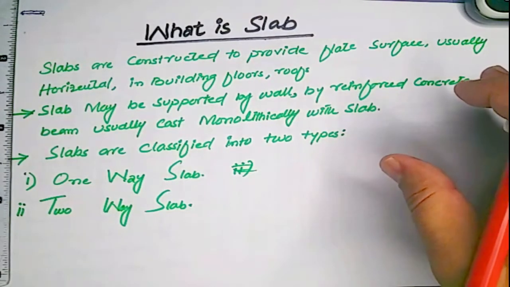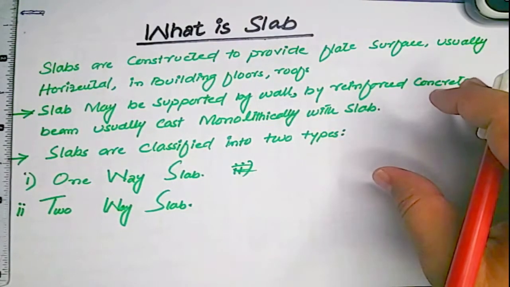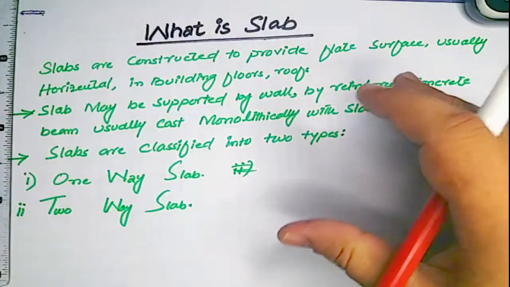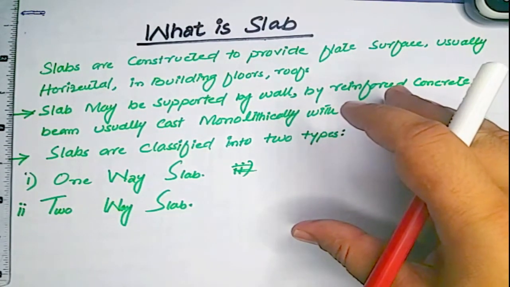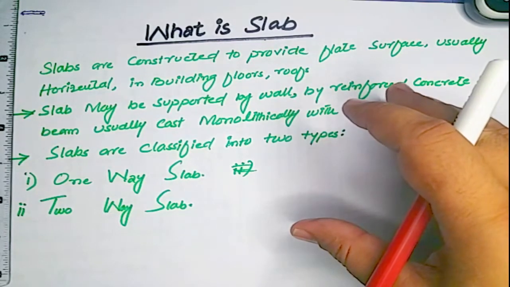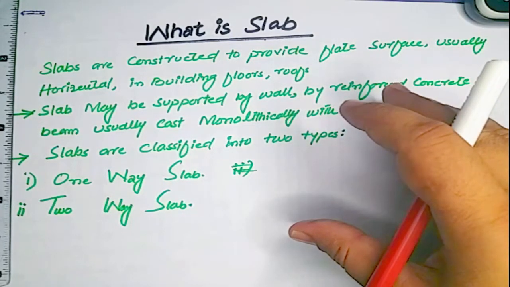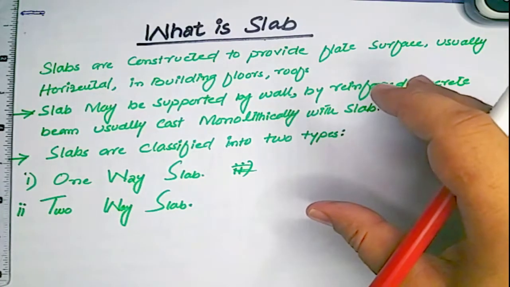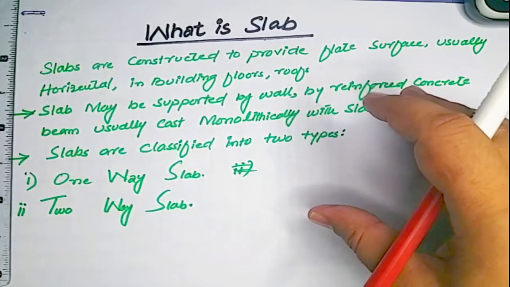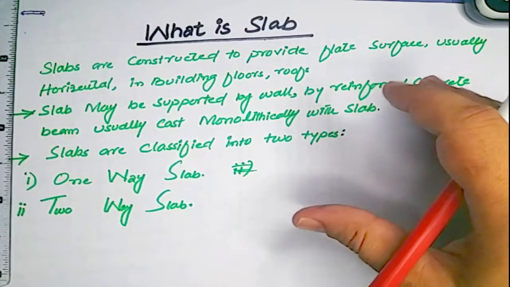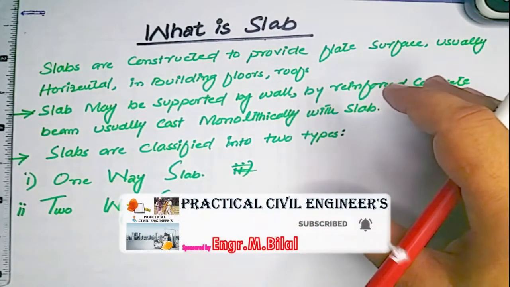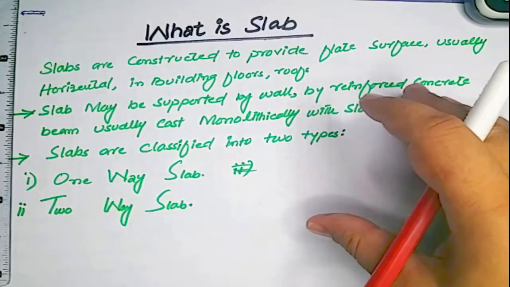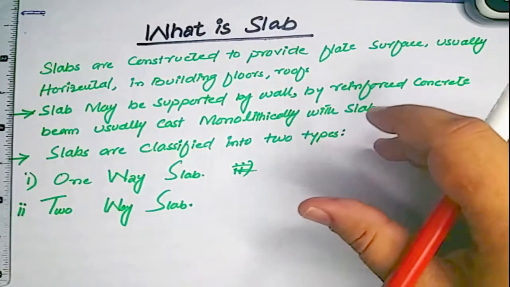So what is monolithic? Monolithic is when beams and slabs are poured with concrete at the same time. That is called monolithic. Slabs are classified into two major types. One is called one-way slab, the second one is called two-way slab.